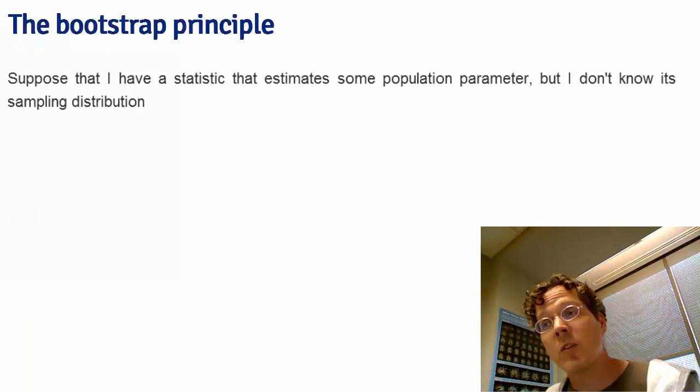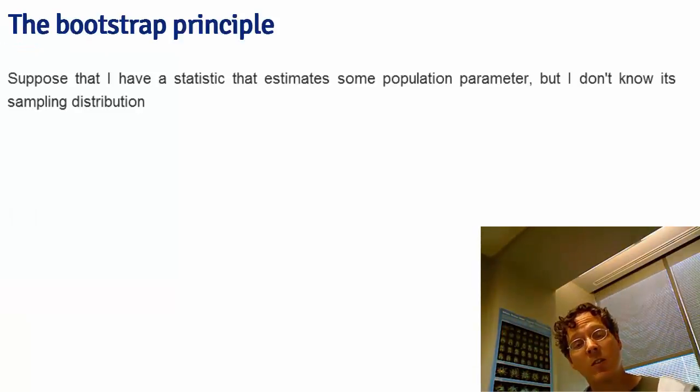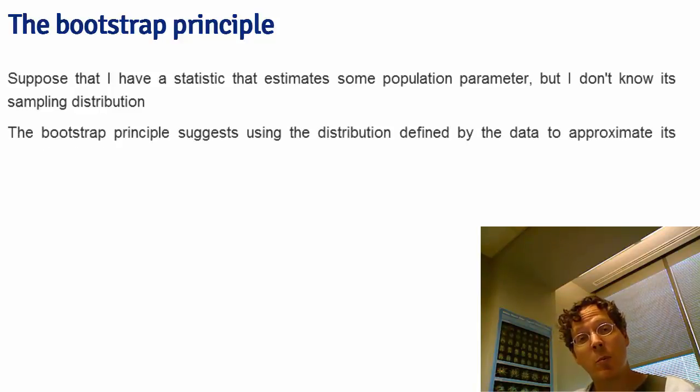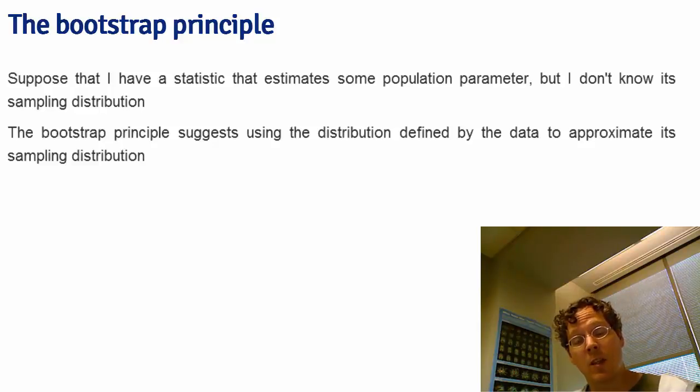So the Bootstrap principle is: if you have a statistic that estimates some population parameter that you're interested in, but you don't know that statistic's sampling distribution, then the Bootstrap principle is simply to use the distribution defined by the observed data to investigate that sampling distribution, an estimate of that sampling distribution.